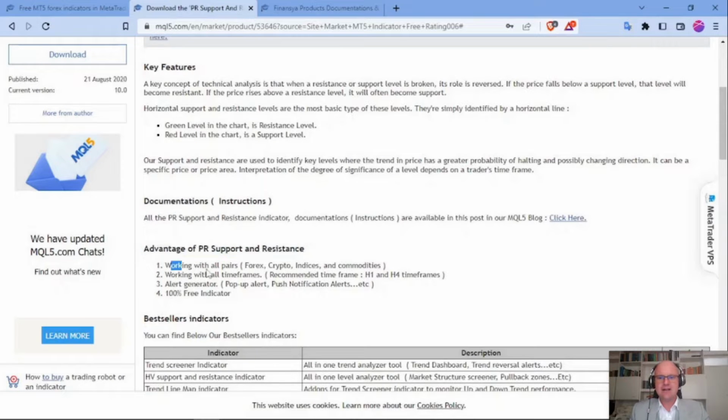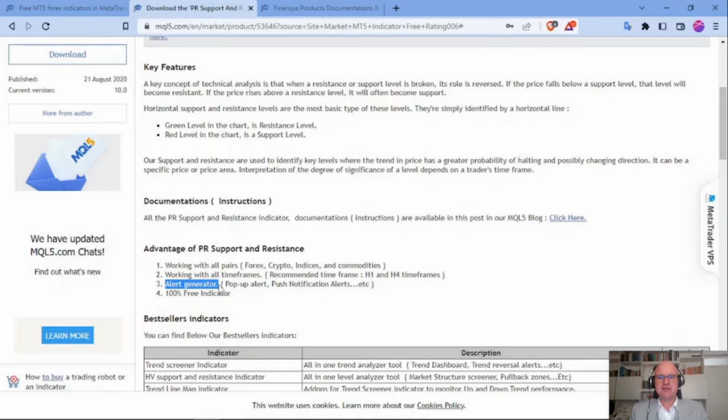Some of the advantages of the indicator include that it works with all pairs and all time frames. However, the recommended time frames for the indicator are the H1 or hourly and the H4. It has the ability to auto generate alerts, meaning that you can have pop-up, push, and email notifications. And last but not least, the indicator is 100% free.